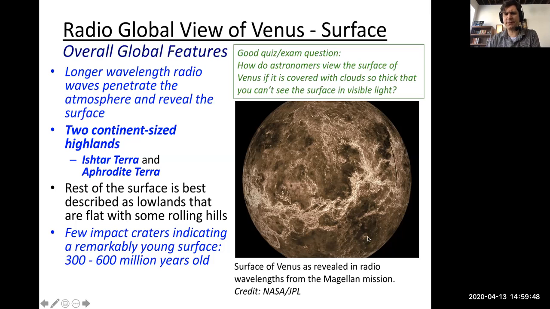What about the rest of the surface, all this darker stuff down here? In radio, darker means smoother, so we're looking at the lowlands. They're lower in altitude. They are smooth. They don't have very many craters on them at all, which I'll come back to here in a second. And you would describe it as lowlands that are flat and have some rolling hills. The rocks there are volcanic in nature, some evidence that we're going to look at as well.